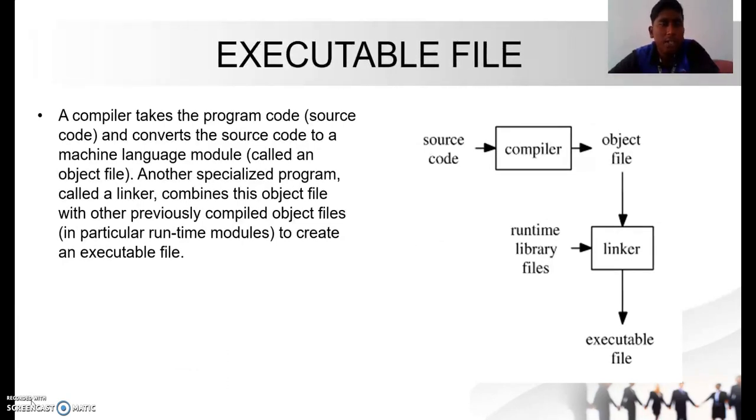Next, the executable file. The compiler takes the program code, that is the source code, and converts the source code to a machine language module. It's called an object file. Another specialized program called the linker combines this object file with other previously compiled object files and runtime modules to create an executable file. The example is the source code, compiler, object file, then linker with runtime library files, then the executable file.